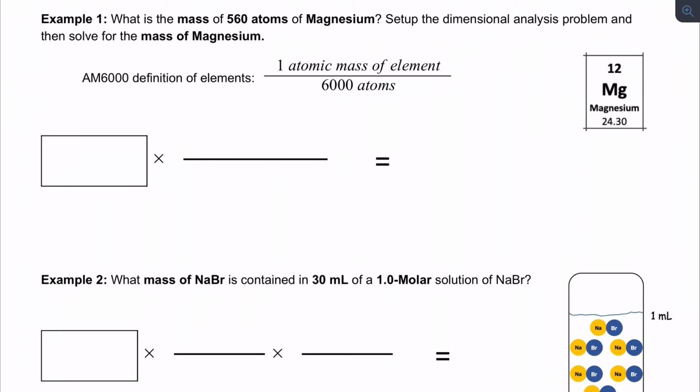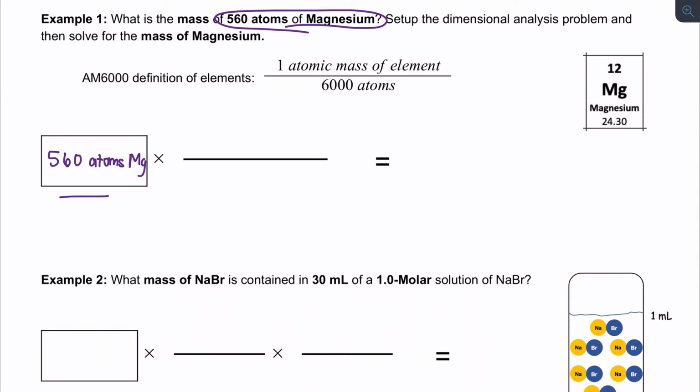In the first example, the question is asking, what is the mass of 560 atoms of magnesium? The first part of dimensional analysis is filling in the given information. So I'm going to put that in this box here. The given information is the 560 atoms of magnesium, so I'm going to put that into the box.